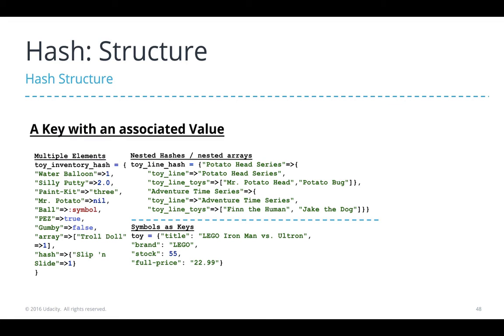We can also have nested hashes and nested arrays as values. Here we have a toy line hash with a key of potato head series, which has as its value a series of key value pairs. Within those key value pairs, we have a toy line toys, which has a value of an array. We can also have symbols as keys. So here we have a variable toy, which points to a hash. The key of title is a symbol with a value of a string, Lego, Iron Man versus Ultron. Similarly, brand, stock, and full price are all symbols, each pointing to a different type of value.